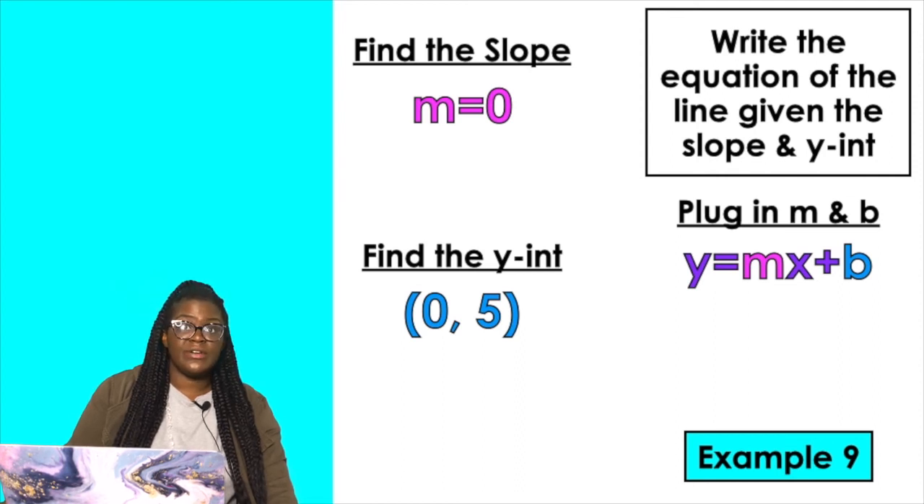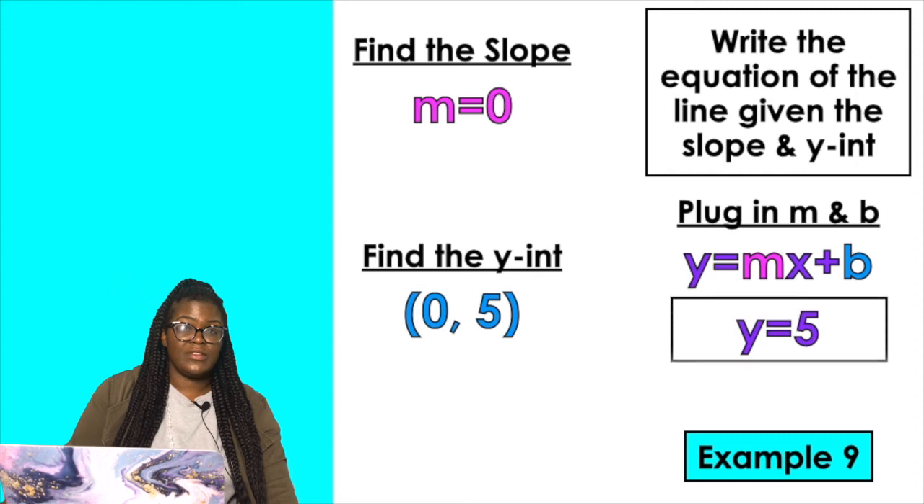What if the slope is 0 and the y-intercept is (0, 5)? Guess what? If m is 0, so that means 0 times x. What's 0 times x? It's 0. So am I gonna write it? Nah. Y equals 5. It's a horizontal line. Should you know about those already? You probably should, I think.